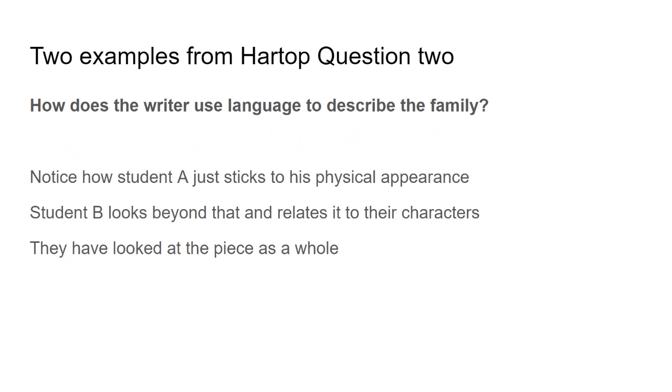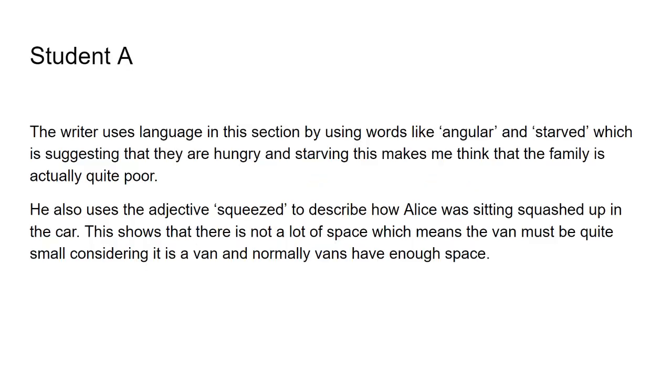So I'm going to show you 2 examples from the Hardtop question 2, which the question was, how does the writer use language to describe the family? Now, the first student, student A, just sticks to the physical appearance, but student B looks beyond that physical appearance and relates it to their personalities. They sort of looked at the piece as a whole, but I'll show you what I mean as we go through.